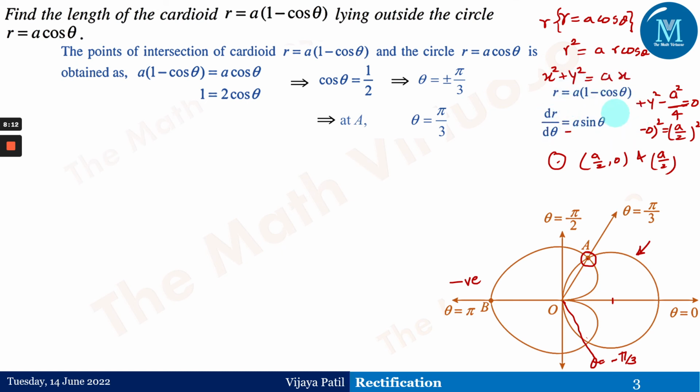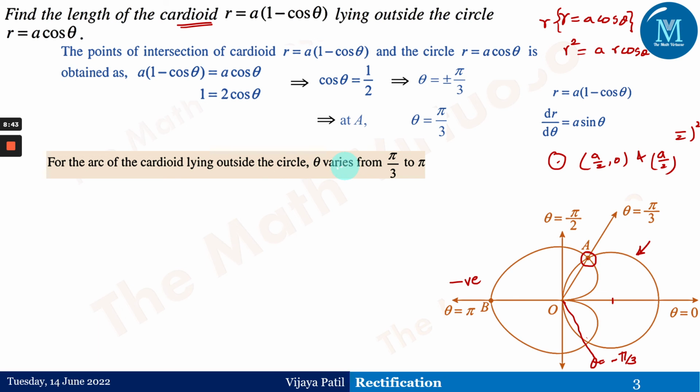Okay, fine. So because we have to find the length of the cardioid, we have to take the differentiation of the cardioid and not the circle. Very important thing to note, because we need the length of the cardioid, and therefore in the formula of the rectification we will have to take the equation of the cardioid and not the circle. Therefore r is equal to a into 1 minus cos theta. Differentiating r with respect to theta, we get a sine theta.